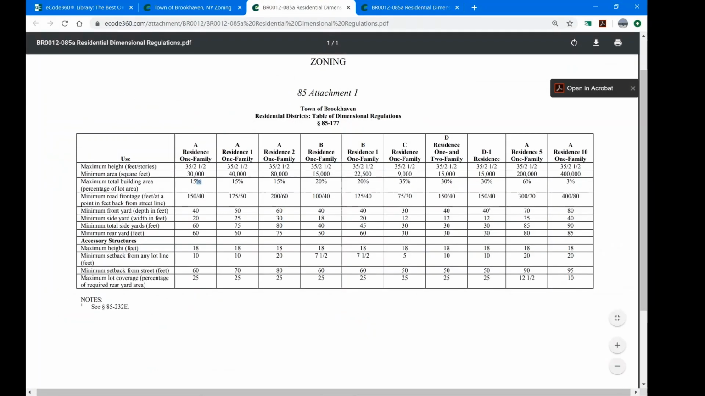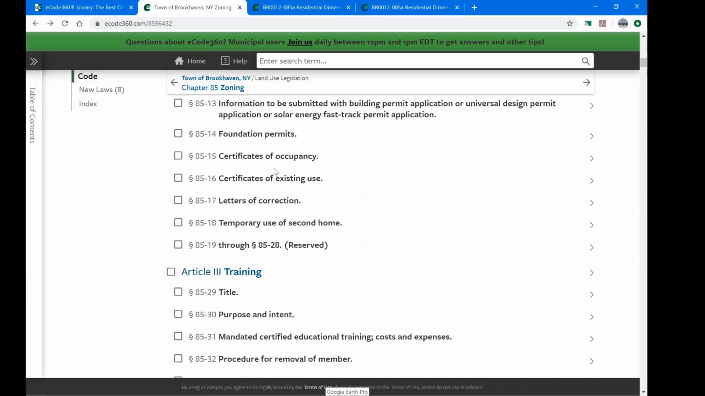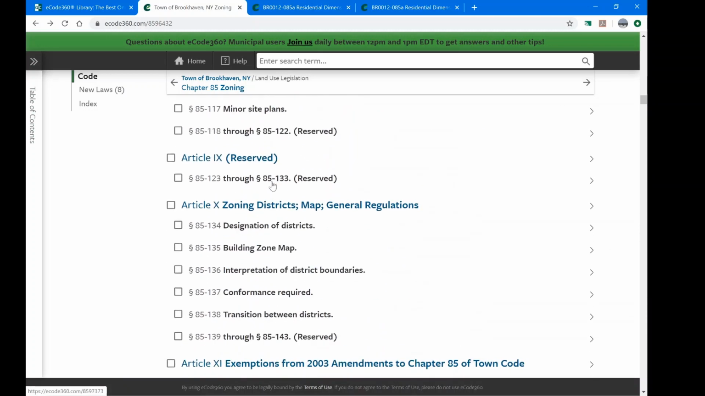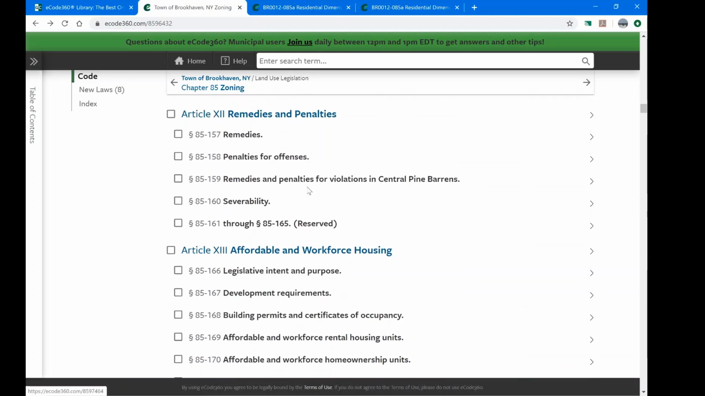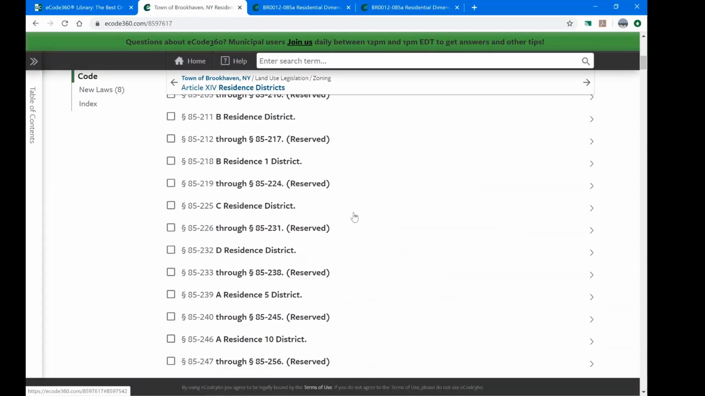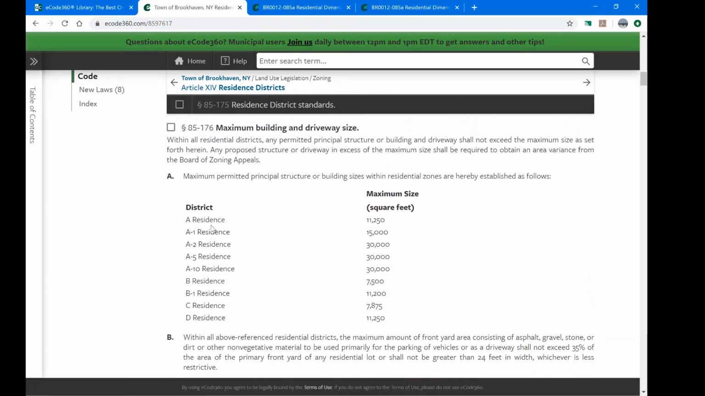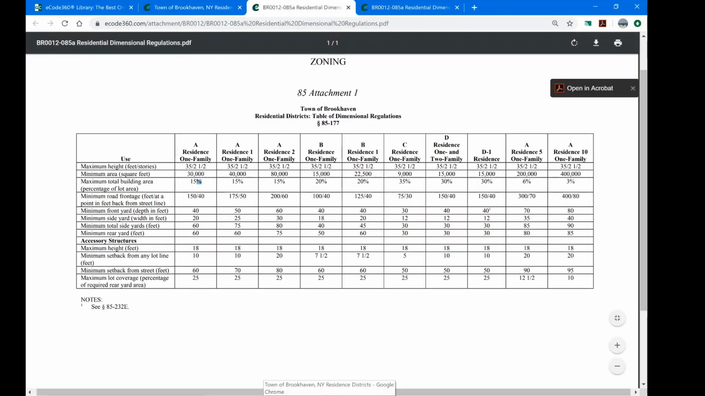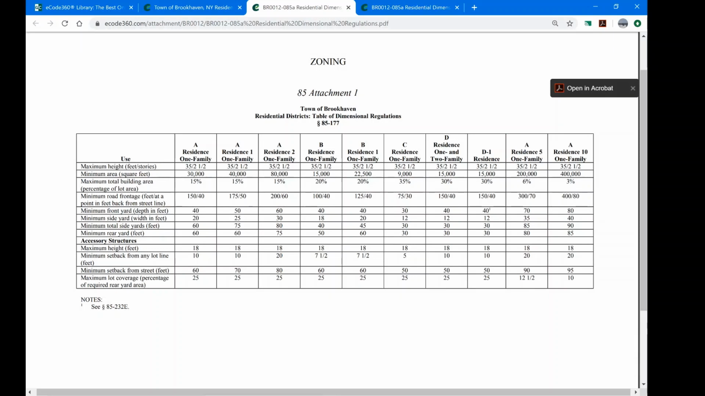So we have to go through this sort of quickly. Residence districts. We looked at A residence. A residence has a maximum size of 11,250 square feet. The table is saying that the maximum size for a 30,000 square foot lot is 15%, or 4,500 square feet. That's a difference of close to 7,000 square feet.